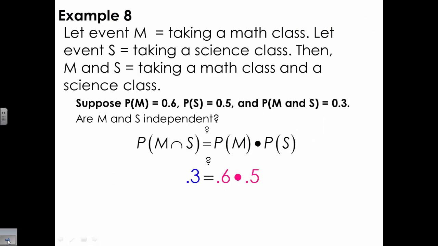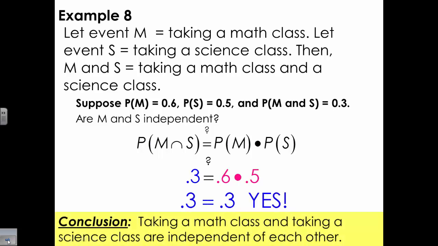Use your calculator and see if 0.6 times 0.5 equals the left side. Your conclusion: when these 2 sides are equal, we've proven that they are independent.